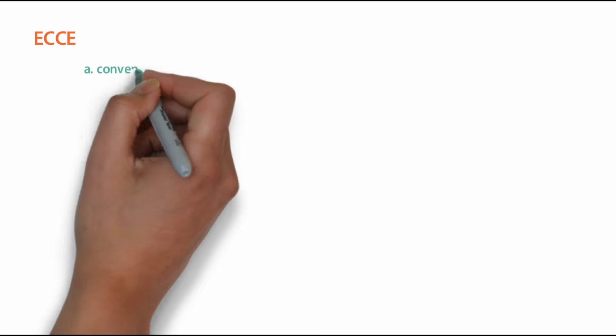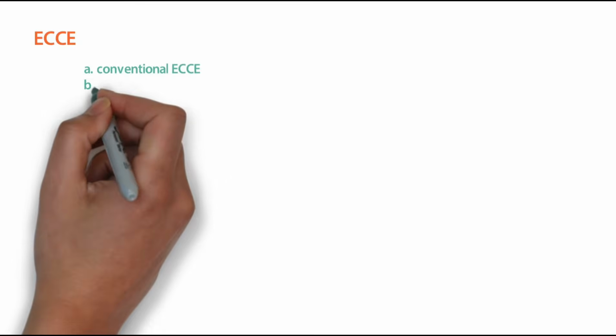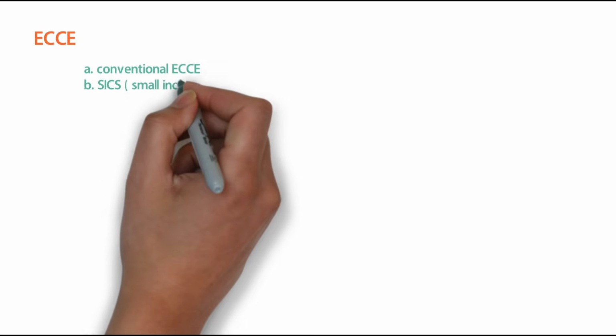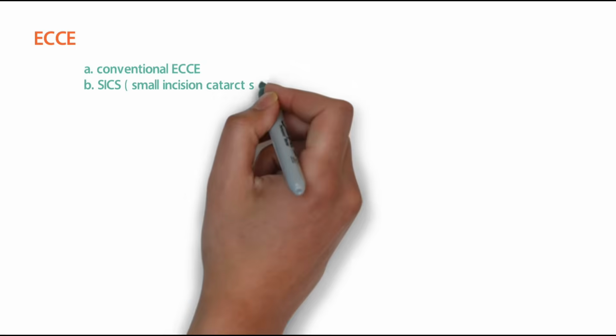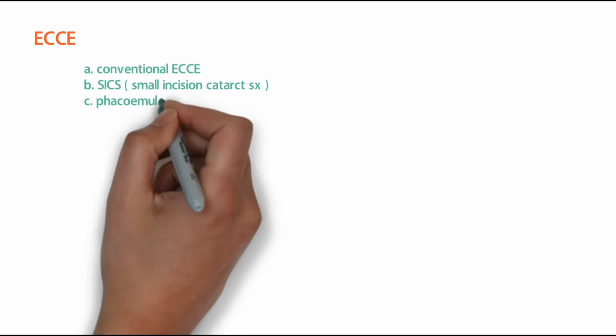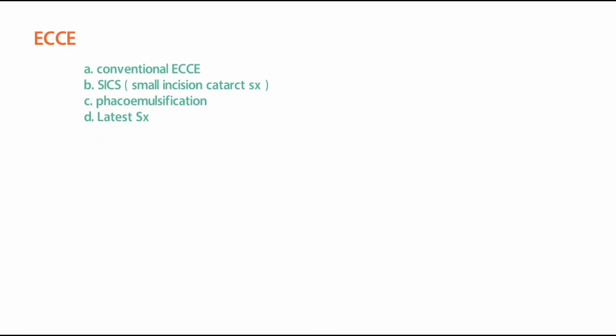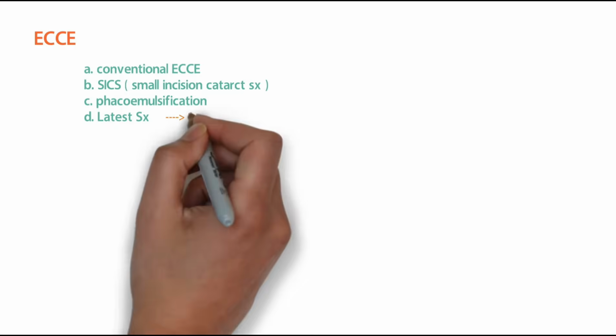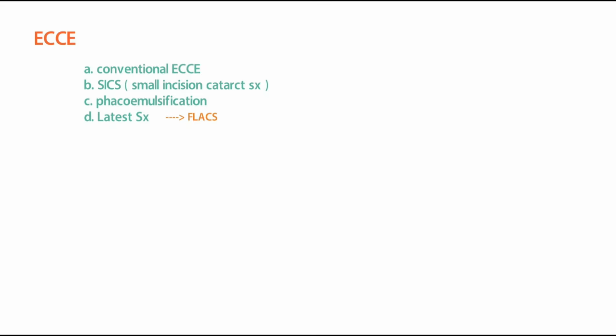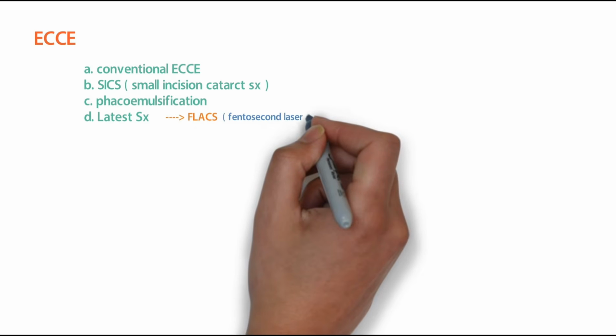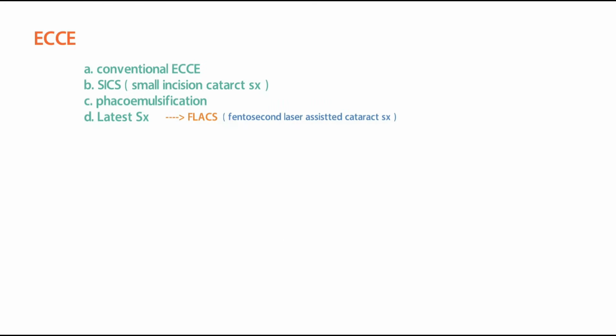So, what are the types of extracapsular cataract extraction? The types are conventional ECCE, SICS, meaning small incision cataract surgery, phacoemulsification, and the latest surgery, FLACS, meaning femtosecond laser assisted cataract surgery, in which we are using the ND glasses.